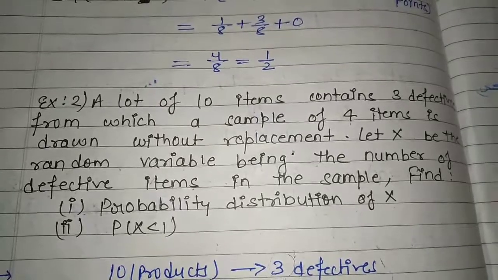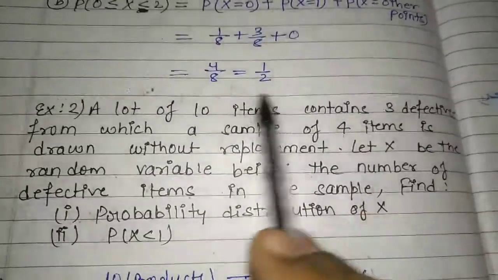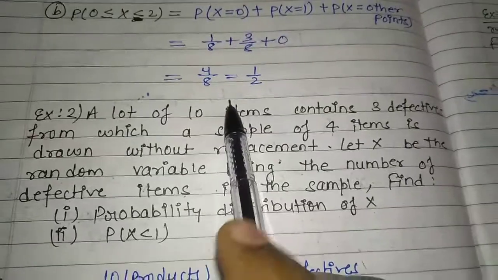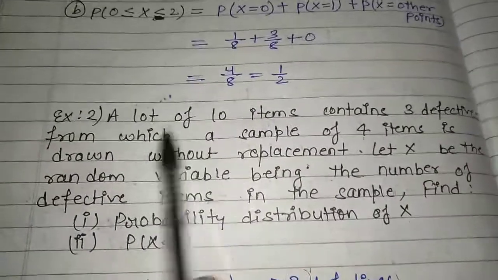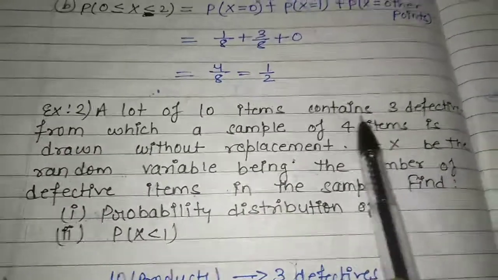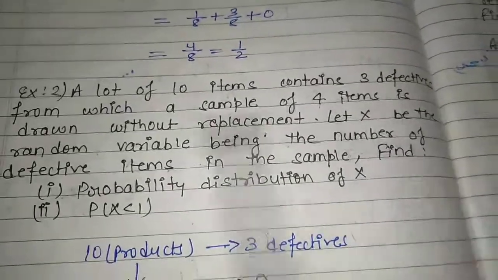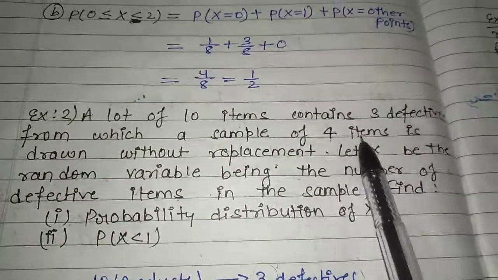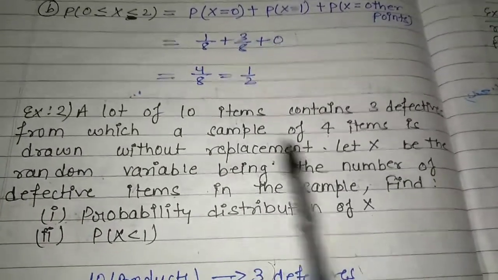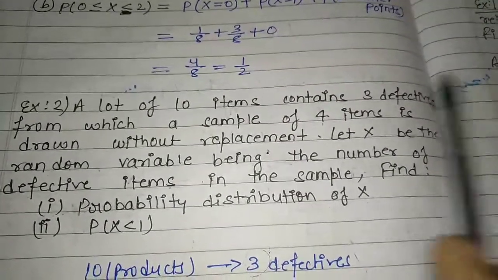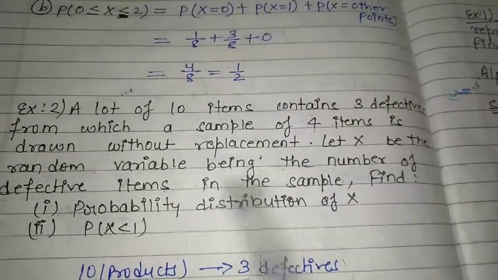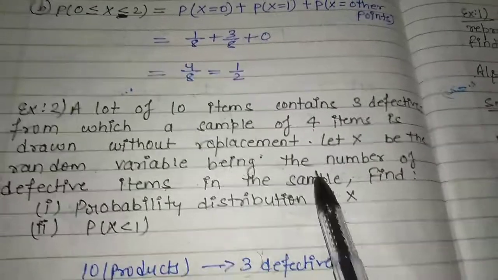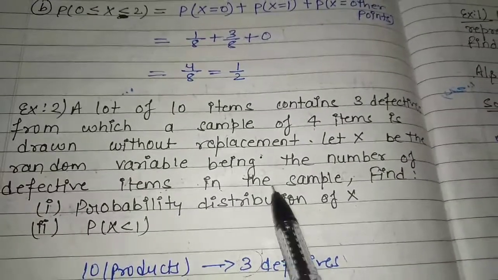Hi everyone. In my previous video I told you about example 1, but in this video I will discuss example 2. Let's take an example. A lot of 10 items contains 3 defective items, from which a sample of 4 items is drawn without replacement. Without replacement means one is drawn, then it doesn't come back.